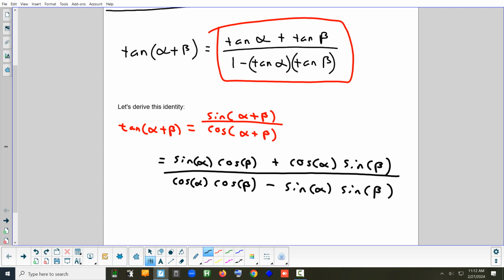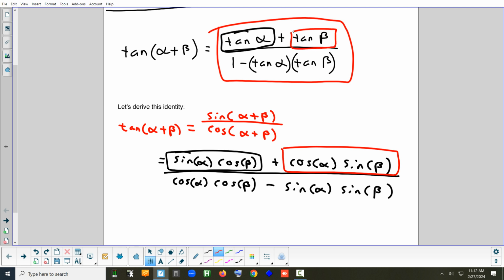Let's just put boxes around them. What does that term correspond to in what's above? Tangent alpha. Corresponds with tangent alpha. What does that one correspond to? Tangent beta. What does that one correspond to? 1. And then the minus we have right there. And what does that correspond to?